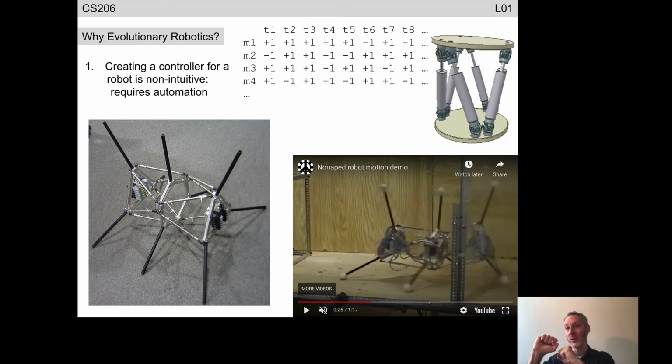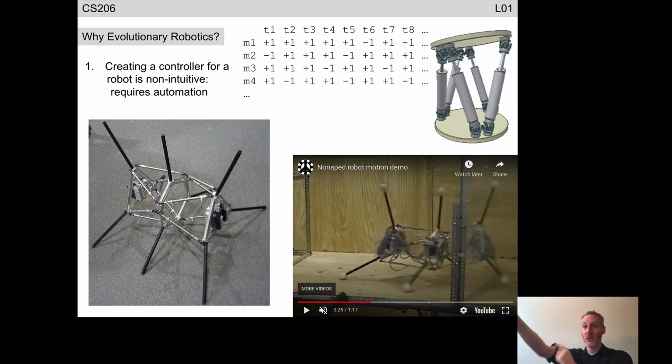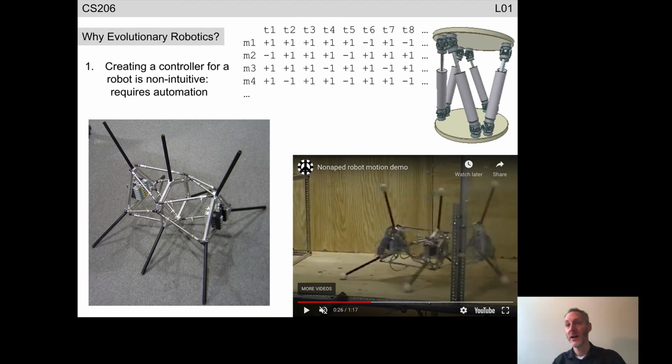You could send a floating point value, which is the desired length of the piston. In PyBullet, when you get to building your robot, we're not going to be using pistons. We're going to be using rotational joints like your elbow or your knee joint, and you're going to be sending desired angles. So 90 degrees, 120, 30, 0, and so on. You can do the same thing with the nonaped, but in this case we decided not to.